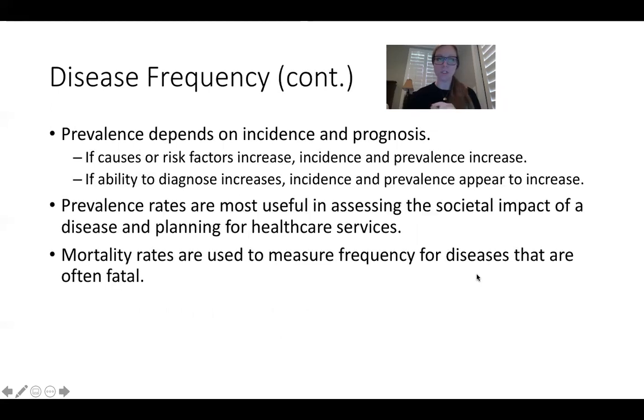Okay, continuing on, prevalence is dependent on incidence and progress. So as a risk factor increases, incidence and prevalence both increase. So risk factors increase, those two both can increase. If ability to diagnose increases, incidence and prevalence appear to increase. So either way, when risk factor or diagnosis increases, those two, new cases of a disease and existing disease, increase. Okay, just being aware of those two terms, but how that would make sense to you. Mortality, meaning death rates, are used to measure frequency for diseases that are often fatal.